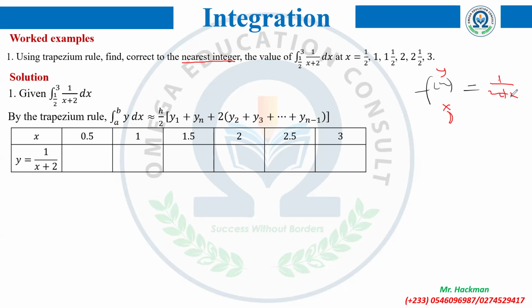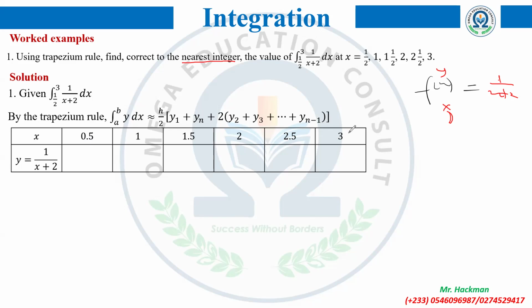Then you press equal to. If you press equal to, your calculator will ask you to start with a question mark. So which x value do you want to start with? Our first x value here is 0.5. So you press 0.5 and press equal to. It will ask you for the end. Which value do you want to end with? And the end x value is 3. You press 3, then you press equal to.